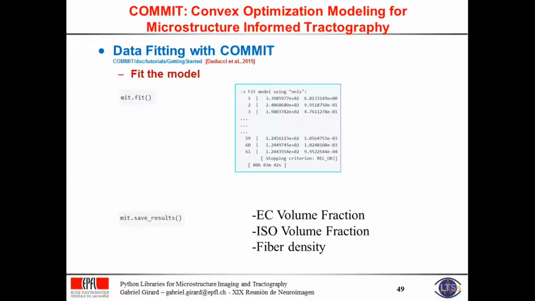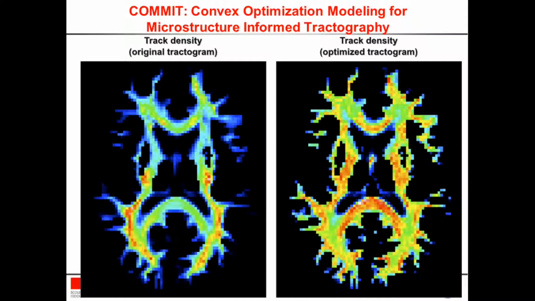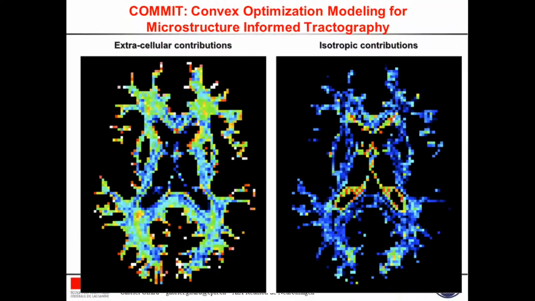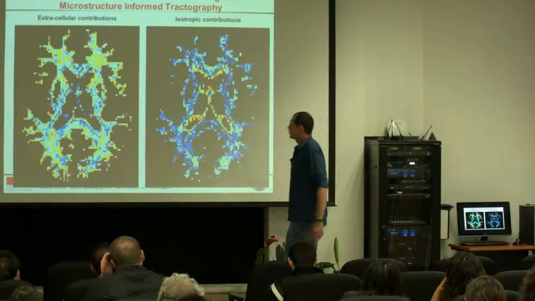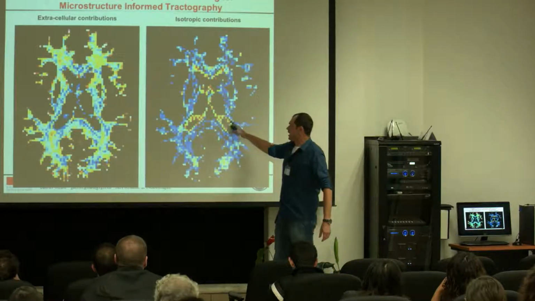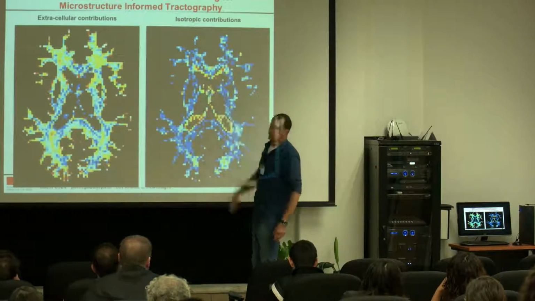In this case, for this model, it was the extracellular volume fraction, the isotropic, and the fiber density. So the fiber density, this is the fiber density that you will get from the original tractogram. So essentially, it's related to the number of fibers crossing every voxel. In this case, it is the fiber density weighted by the weight of COMMIT after the fitting. You can also get the extracellular contribution, in this case, the weight of the Zeppelin models in every voxel of the brain, and the isotropic contribution, as you see higher around the ventricles.